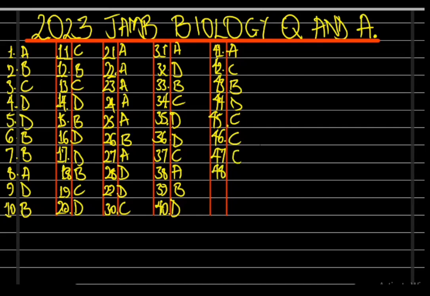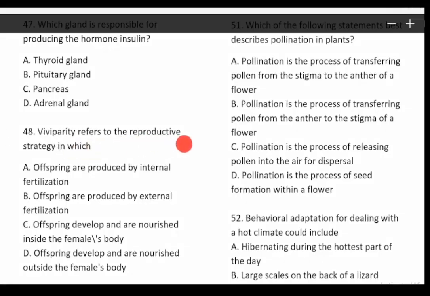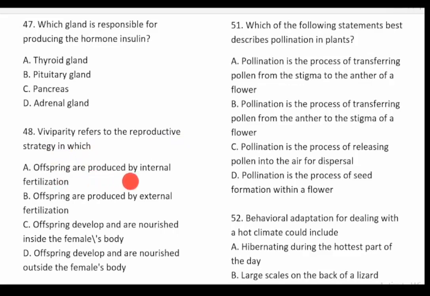And then question 48. Viviparity refers to the reproductive strategy in which offsprings are produced by internal fertilization, offsprings are produced by external fertilization, offsprings develop and are nourished inside the female's body, offsprings develop and are nourished outside the female's body. When we talk about viviparity, the answer is option C, where organisms develop and are nourished inside the female's body, and then they are born.